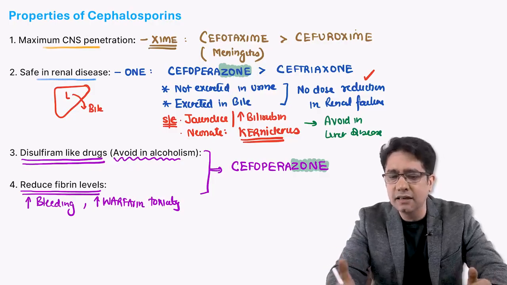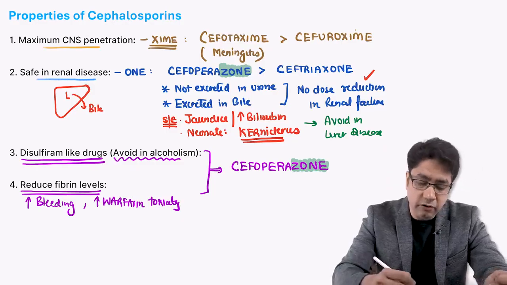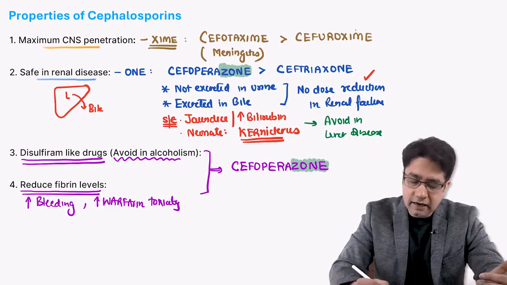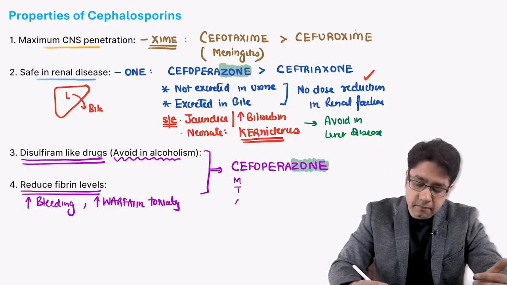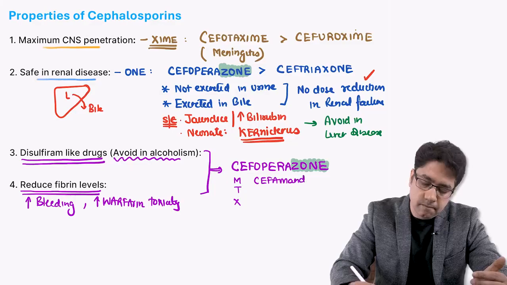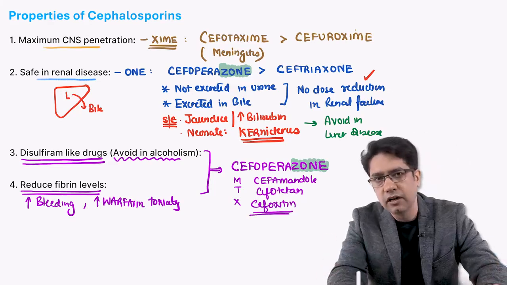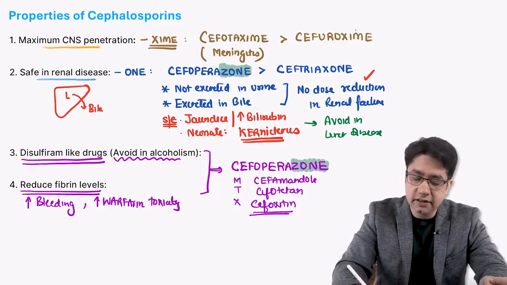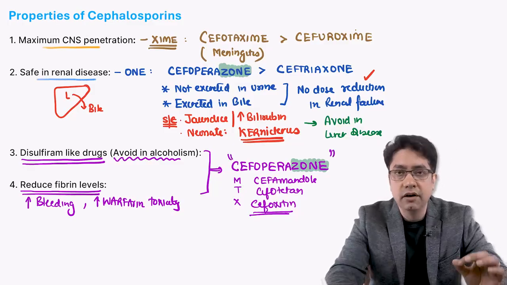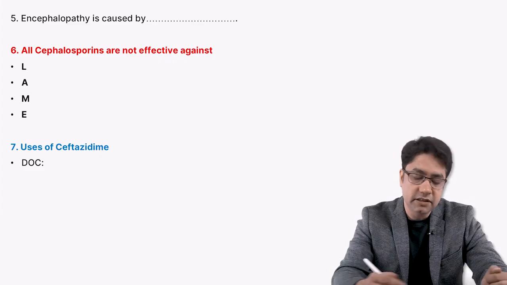Now, there are certain other antibiotics as well which can also produce disulfiram-like reaction and reduce fibrin level. So others are MTX, which we have written, cefamandole, cefotetan, and cefoxitin. So these are also certain cephalosporins which can cause disulfiram-like reaction. But what is important for you? Try to remember cefoperazone. So sir, how can we remember cefoperazone?